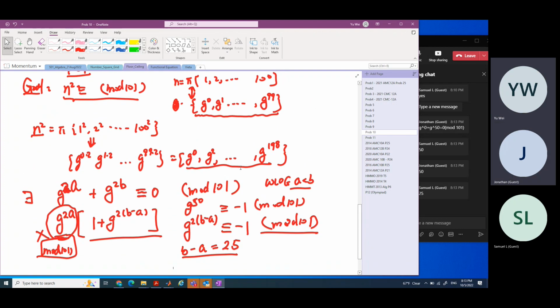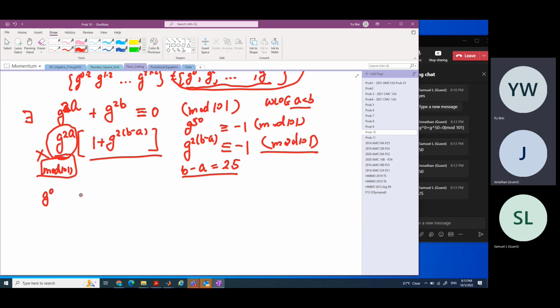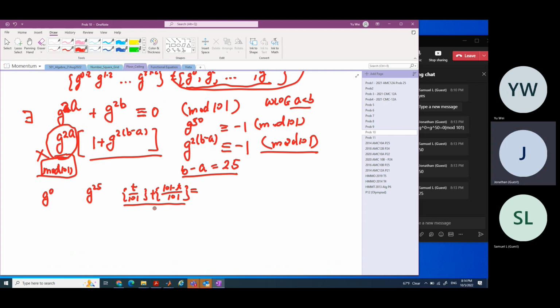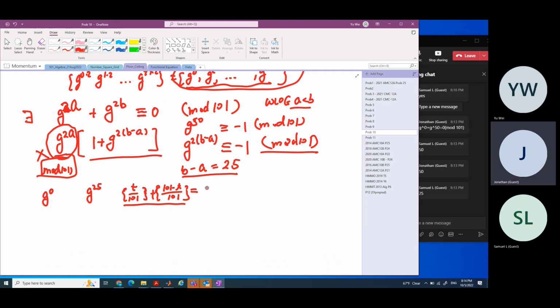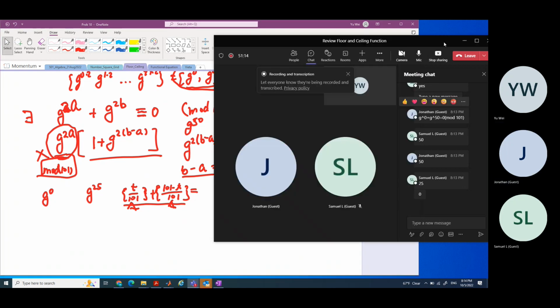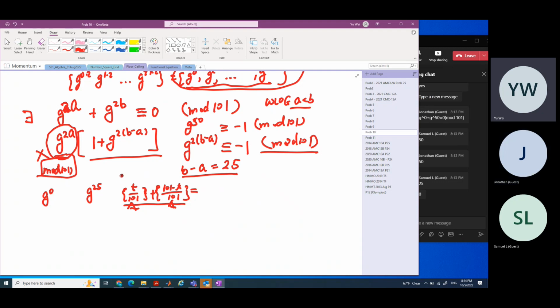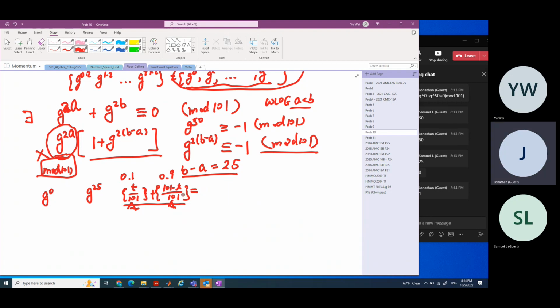So now we can write our numbers. These are our residual numbers, right? We can pair them. For example, g to the 0 can be paired with g to the 25, right? And these two with the residuals, one is t over 101, and the other must be 101 minus t over 101. And these two numbers added together equal what? The fractional parts of those two numbers add together equal 1. For example, this is 0.1, this is 0.9. Is that 1?